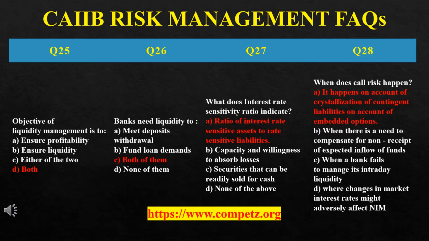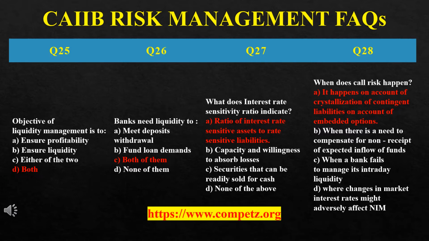Banks should also maintain sufficient funds to allow borrowers who have been sanctioned limits to withdraw money from their accounts to an extent permitted by the sanctions. Incidentally, banks should also maintain sufficient funds to repay any borrowing or other obligations they may have to others. So the answer is C, both of them. Banks need liquidity to meet deposit withdrawals as well as fund loan demands.